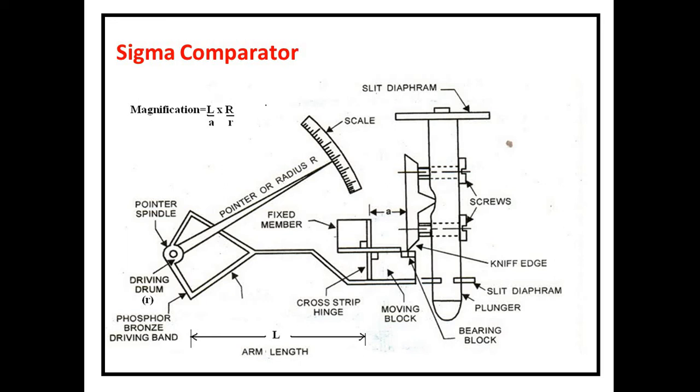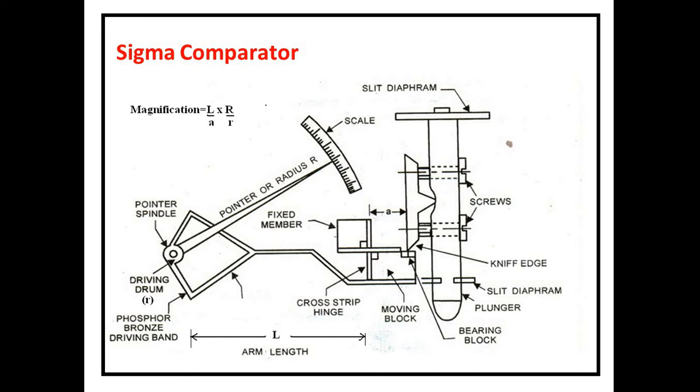First stage magnification is L by a, capital L divided by small a. Capital L is the length of this arm and small a is the distance between the cross strip hinge and the knife edge. This distance a can be varied, and accordingly we can adjust the magnification. How to vary? These are the screws with the help of which you can either decrease or increase this distance. So we can adjust the magnification.